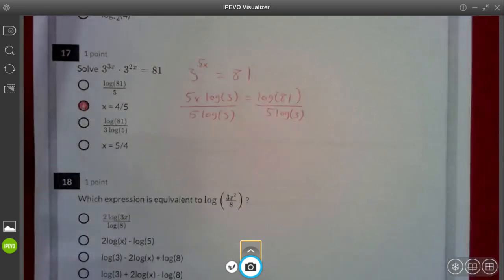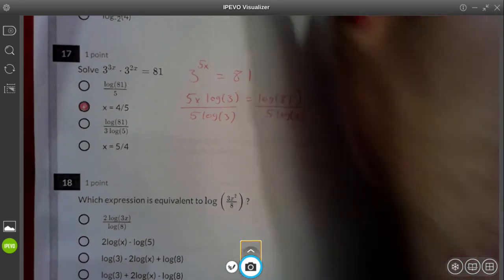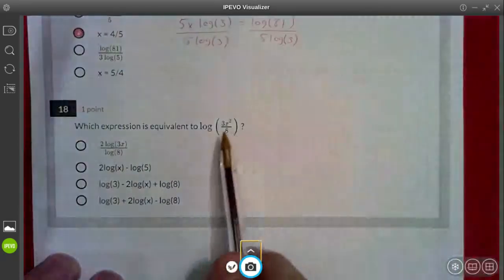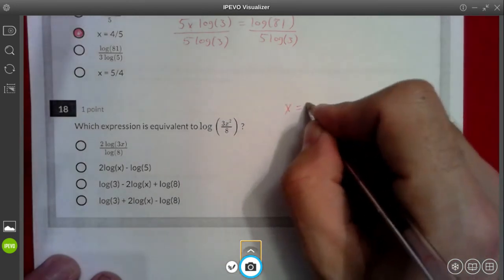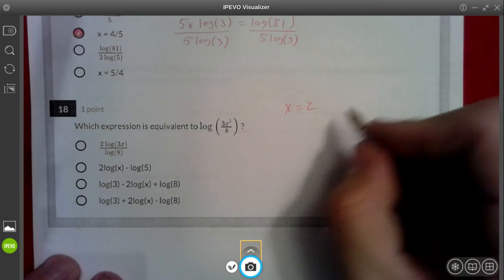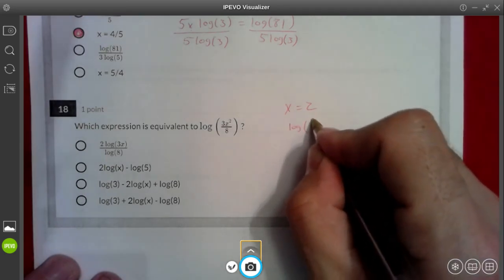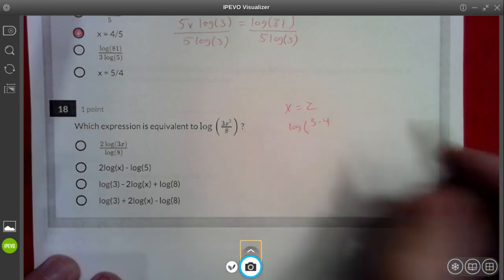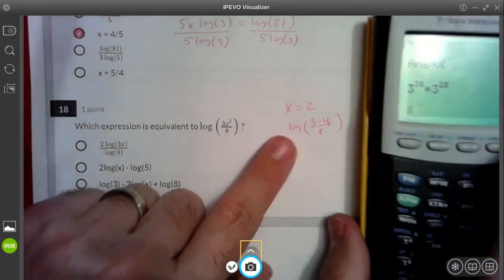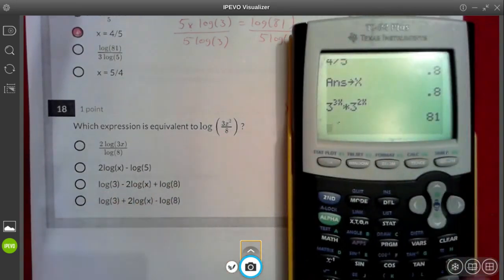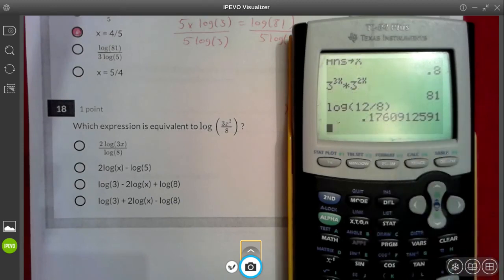All right, which expression is equivalent to this? We could answer it by just plugging in some random number for x and then comparing the original to the other options over here. Let's say we did x equal 2. That would turn us into log of 3 times 4, because 2 squared is 4, over 8, which would be the log of 12 over 8. I'm just plugging in 2 for x. Log of 12 divided by 8, you get 0.176.